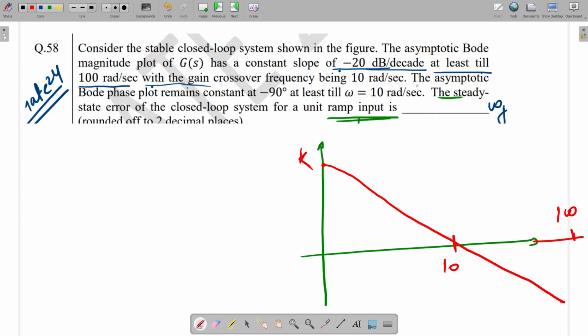Sir, why is it 10? Why is it crossing at 10? Because of the crossover frequency, it is crossing 0 dB. But other information they have not given. It means it should be k divided by s, up to 100 it is like that. After 100, let's say we add some pole, s plus 200. Then what will happen? One second. Other information is not given, so we'll assume k by s only. Clear? Okay, sir.